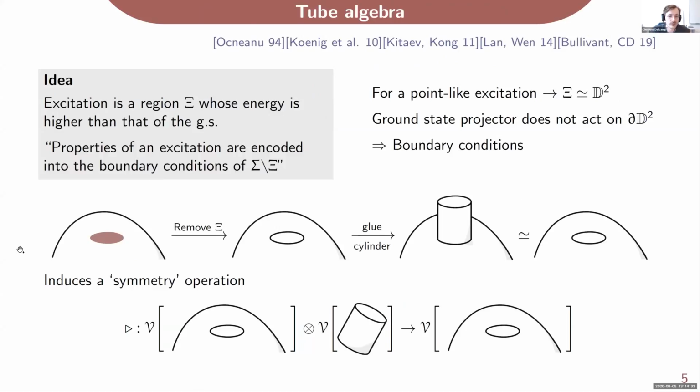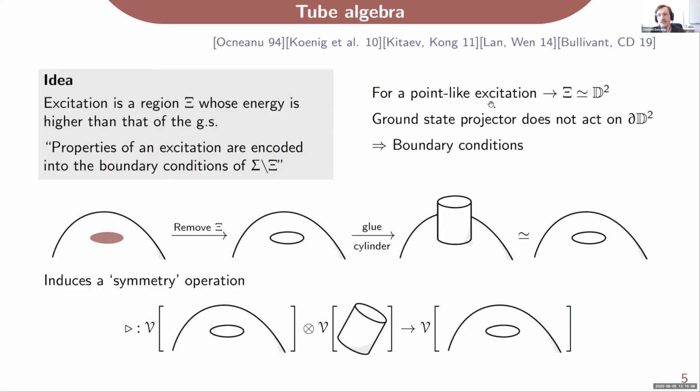So in order to reveal this algebraic structure, we're going to use the so-called tube algebra approach. In general, if I think of an excitation as a region of my manifold for which the energy is higher than the one of the ground state, the tube algebra approach relies on the following idea, which can be motivated in different ways physically, namely that the properties of an excitation are encoded into the boundary conditions of the manifold obtained by removing this region.